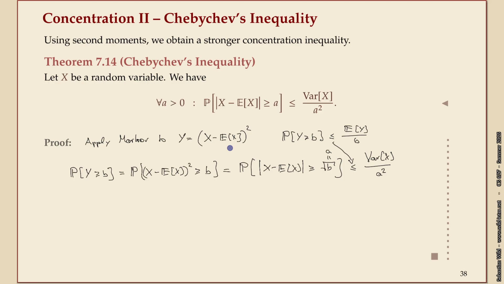Where does the square come from? So in this step here, take the square root on both sides. And so b turns into square root b, and I'm just relabeling that as a, the change of variables.